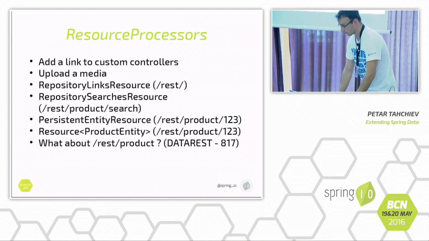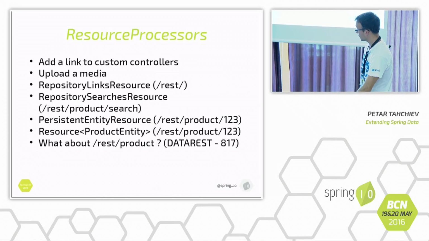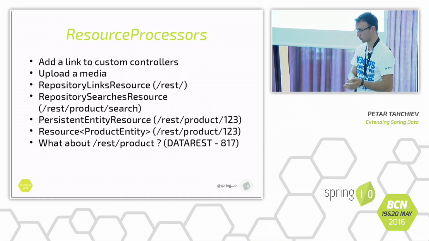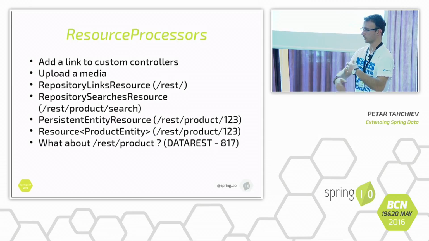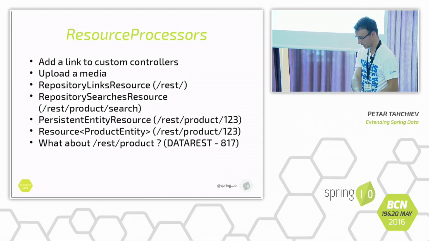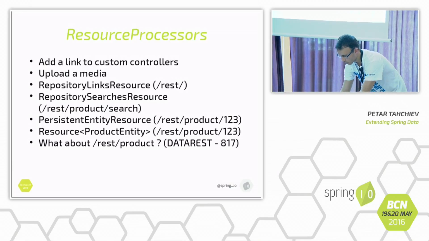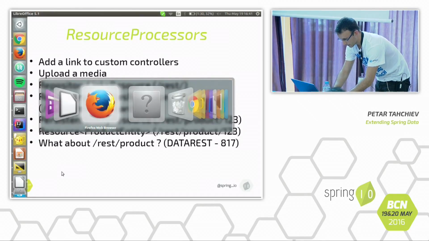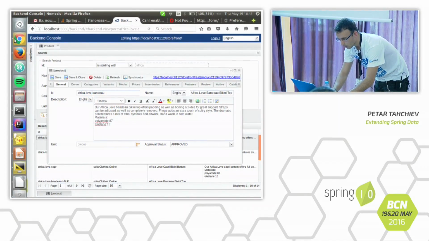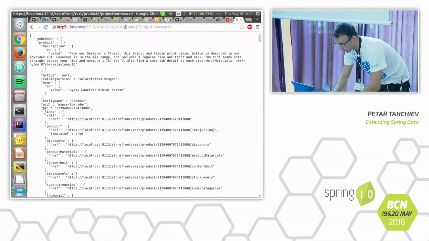We wrote a bunch of custom resource processors. Now, a resource processor is actually the Spring Data way to modify the JSON that you want to have returned. For instance, if you want to add a link to the response that is returned, you can do it with a custom resource processor.